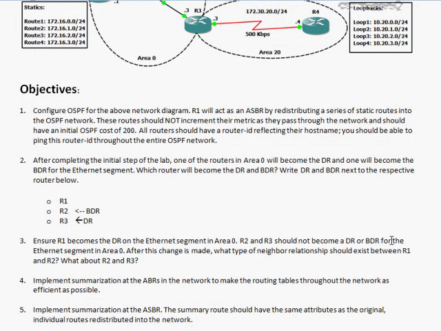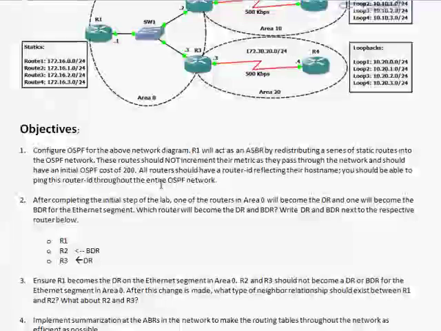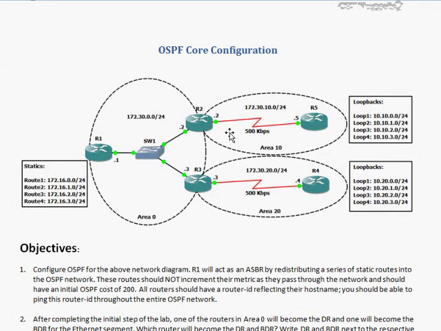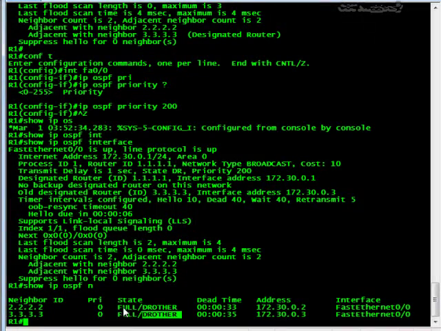It says they should not become the BDR and DR. After this change is made, what type of neighbor relationship should exist between R1 and R2? We'll look up here and think of the different neighbor states. You remember when we went through that in the concepts: down, two-way, ExStart, exchange, all those different ones. Router 1 and router 2, as a matter of fact, we can see it right here. We just saw it. They are full neighbors.